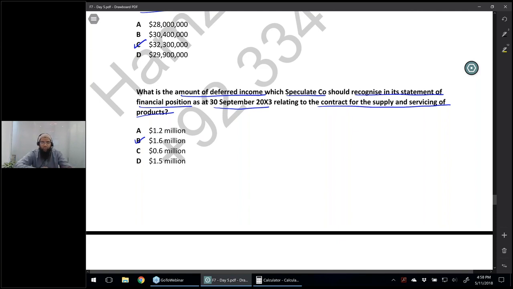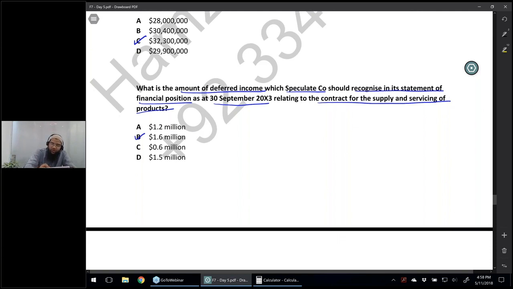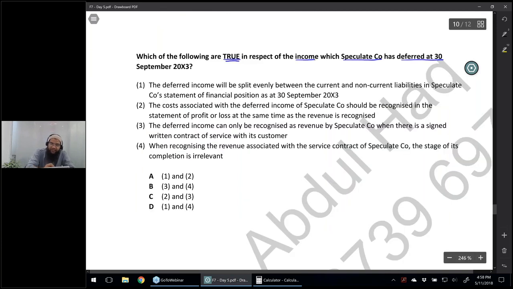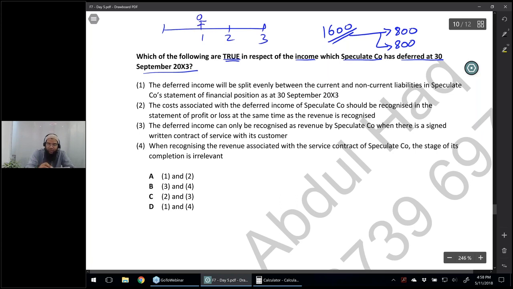So let's look at one more question. Which of the following are true in respect of the income which Speculate company has deferred at 30th September 2023? So we had deferred 1600, out of which 800 relates to the next year and 800 relates to year 3. Total there were 3 years, and we were standing at the end of year 1. So 800 relates to this year and 800 relates to this year.